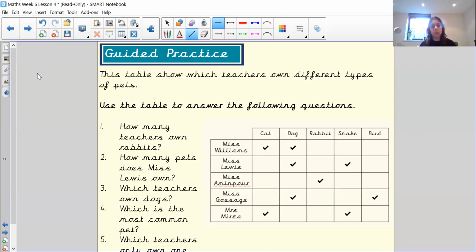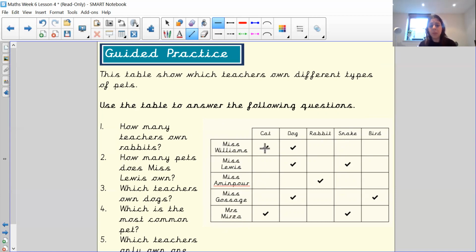So this is one you're going to do with me. So this table shows which teachers own different types of pets. So you've got a cat, a dog, a rabbit, a snake, and a bird. And you've also got the teachers. So you've got Miss Williams, Miss Lewis, Miss Amanpour, Miss Gossage, and Mrs. Mirza. And the columns are ticked.